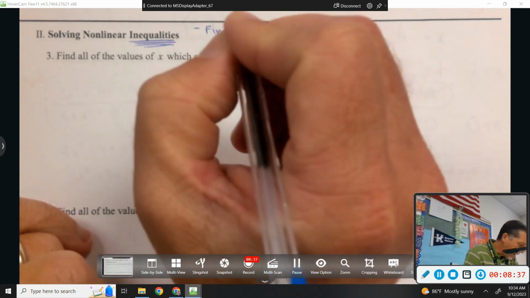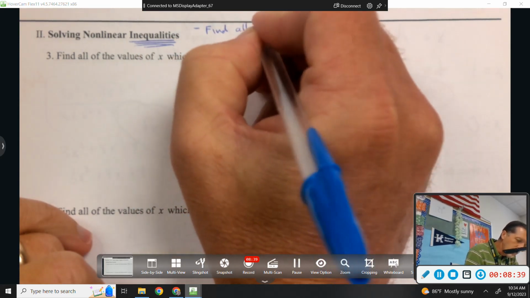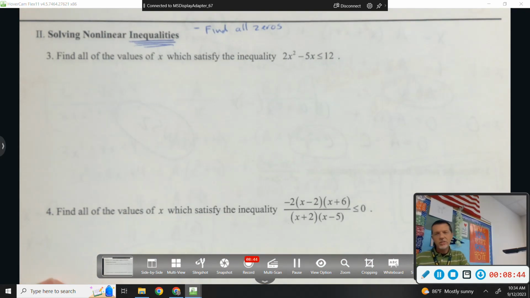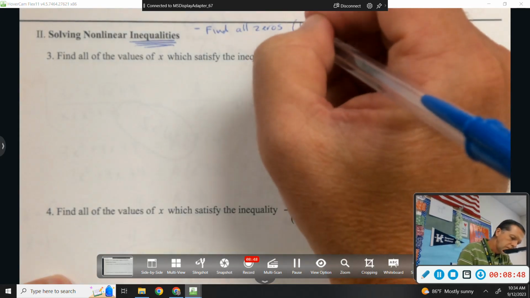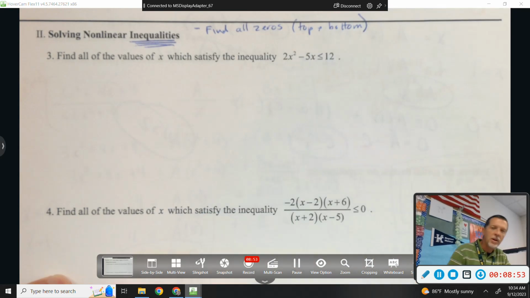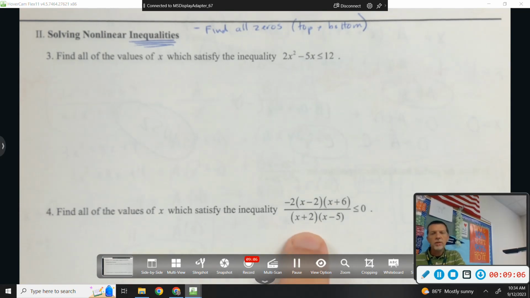I'm going to write some steps down, but it's all of 2 steps, so it's not really that big a deal. Find all the zeros. And then just to clarify, all the zeros of the top and the bottom. So like you peek ahead, number 3 there only has zeros of a top. There's no denominator to worry about. Number 4 has more zeros, top and bottom. It's already factored, so finding them will be easy.